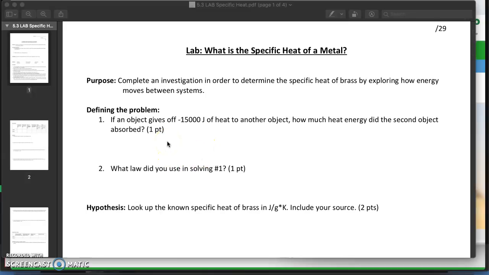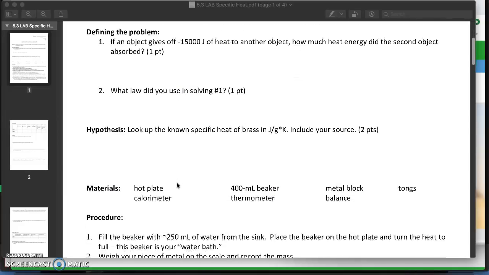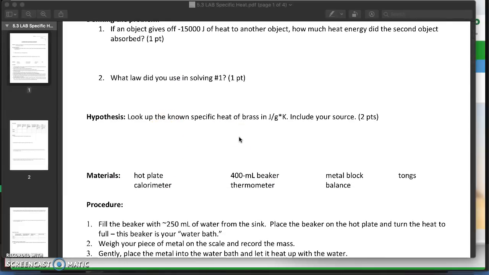So hopefully for defining the problem, you recognize that energy can't be lost. It's only transferred, right? So if the first object releases negative 15,000 joules of heat, the second object would have to absorb positive 15,000 joules of heat. Remember, it's negative when it's released, positive when it's absorbed. In order to solve this, you would have used the law of conservation. The known specific heat of brass is, I believe, 0.38 joules per gram Kelvin or joules per gram degrees Celsius.